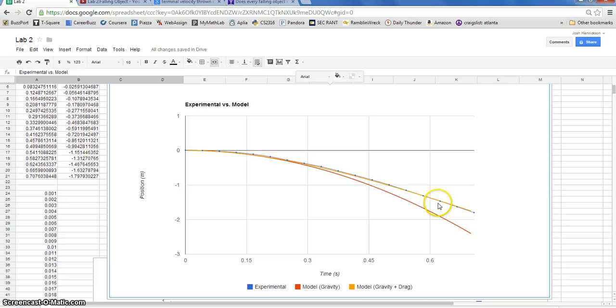This is because the addition of the drag force has slowed the ball down and caused its final position to be lower than that of the ball which did not have a drag force acting upon it, which was represented by this line in our first model.